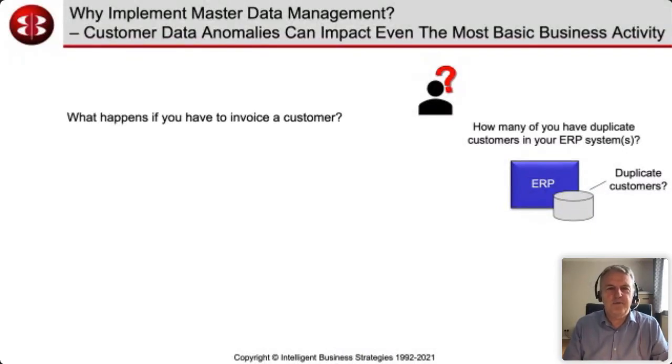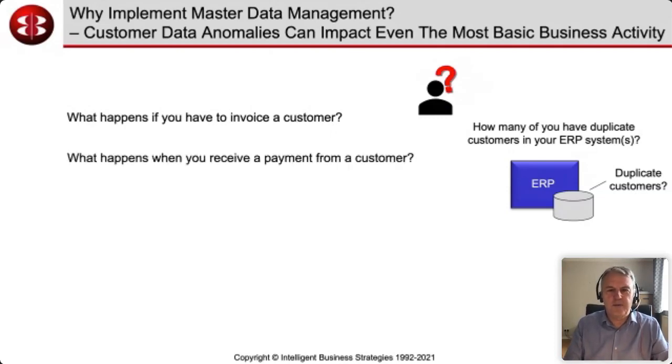What happens if you invoice a customer? Do you send the invoice to every duplicate within your ERP system? Do you send it to one of them, or do you send it to some of them? Also, what happens if you receive payment, which is always a nice thing, and your customer pays you? Do you then match up the invoice with which record in your ERP system? Do you match it up to one of those duplicate records, some of them, or all of them?